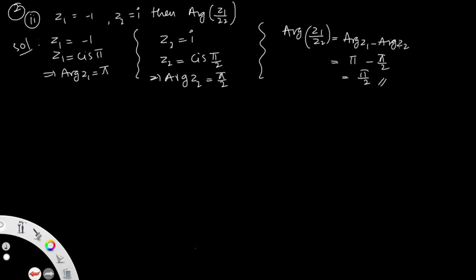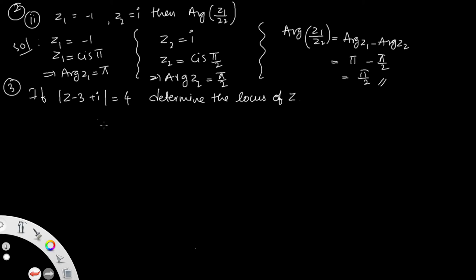Next goes to the third question. That is, if the modulus of z minus 3 plus i equals 4, determine the locus of z. Determine the locus of z. So wherever the z value is given, we have to substitute z is equal to x plus iy. That is the solution.